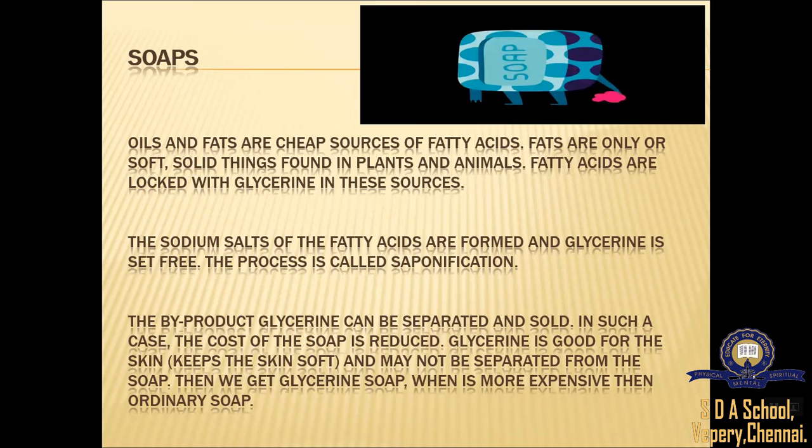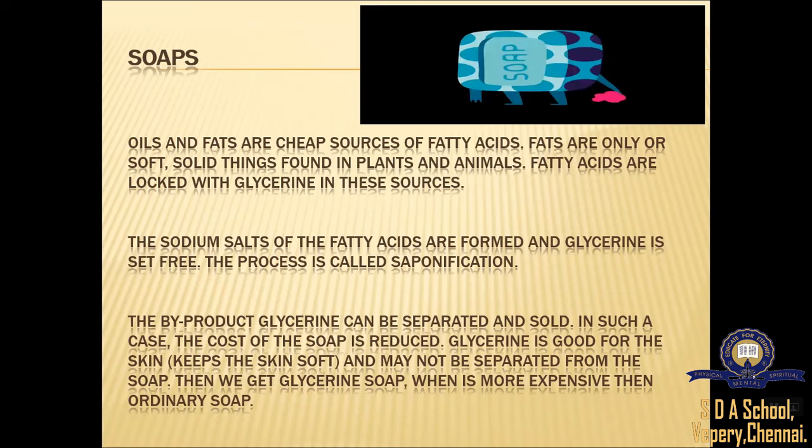This process is called saponification. Saponification means sodium salts of fatty acids are formed and glycerin is set free. We are getting glycerin as a byproduct. This byproduct glycerin can be separated from the soap and sold.